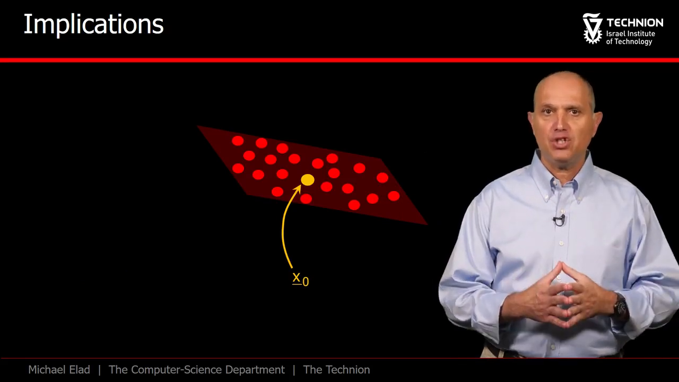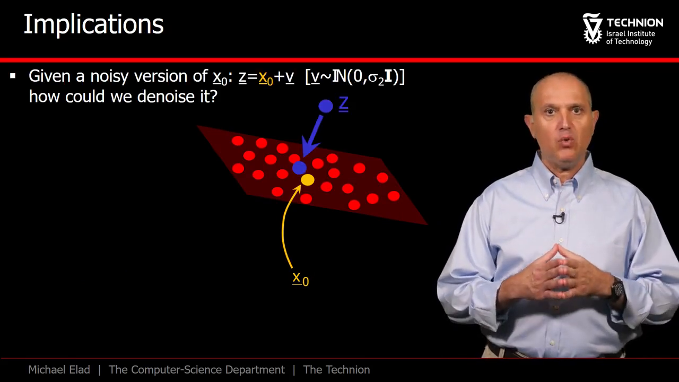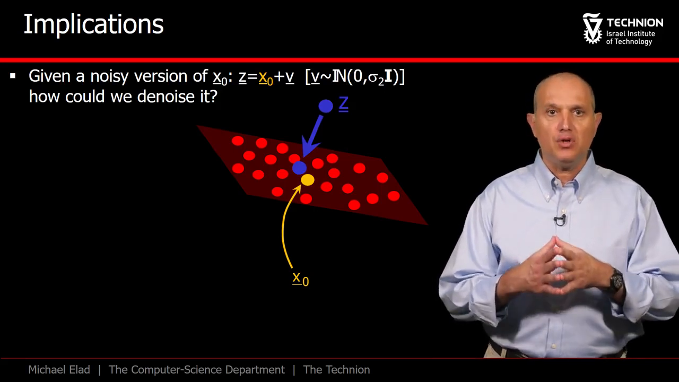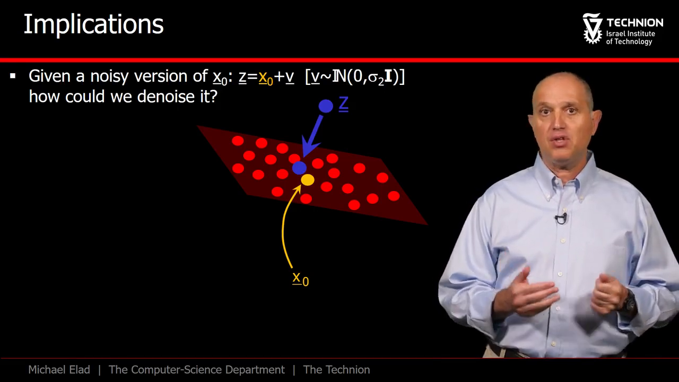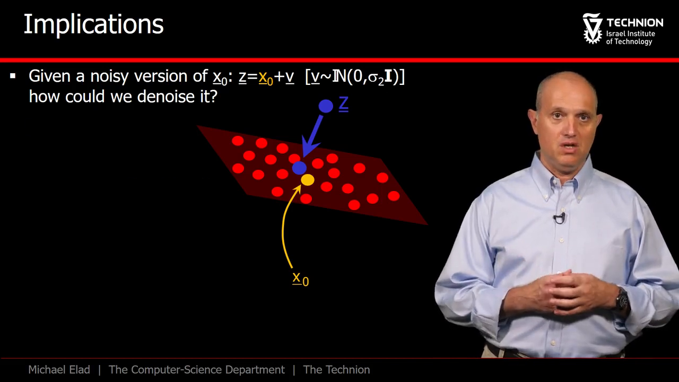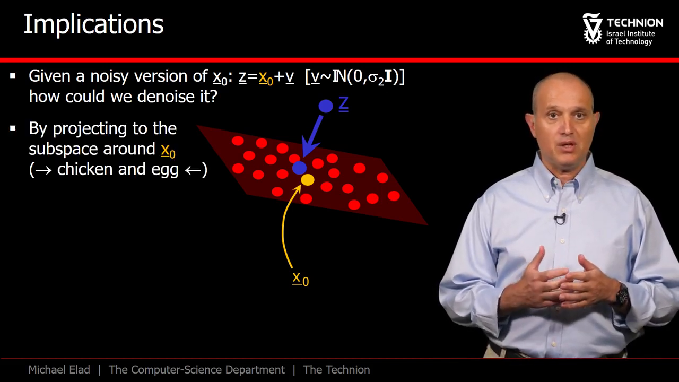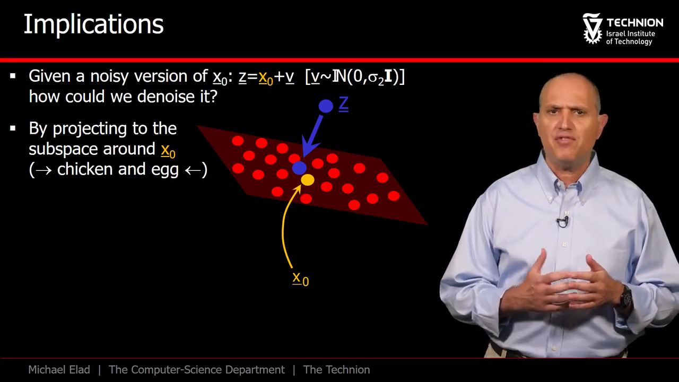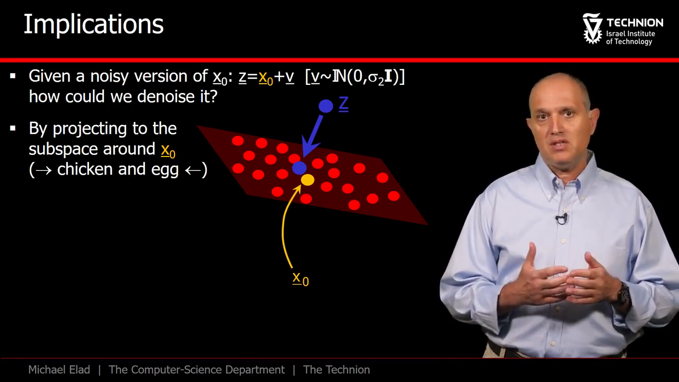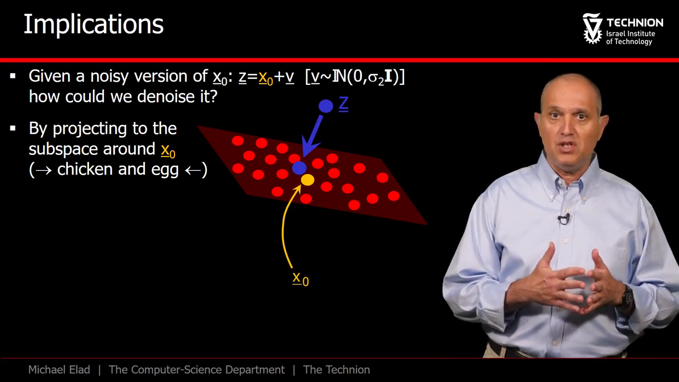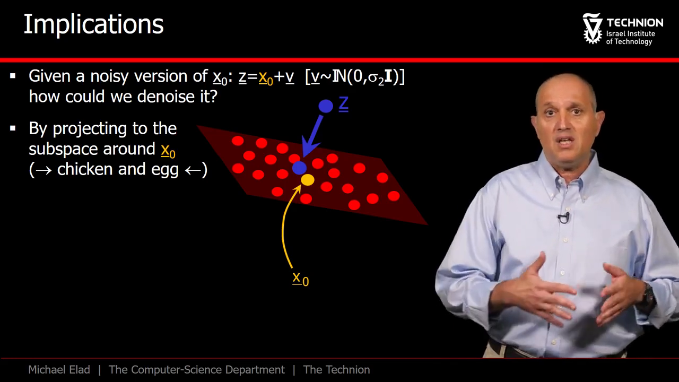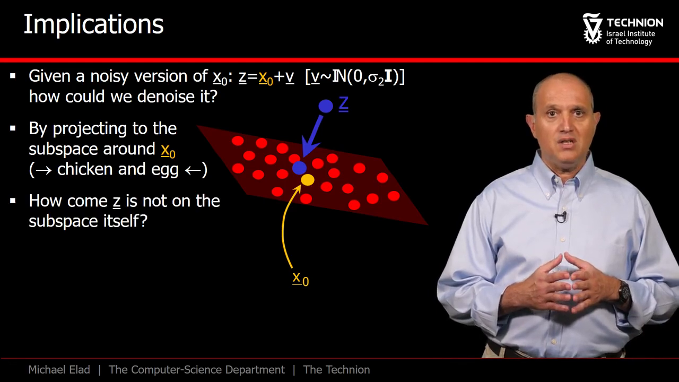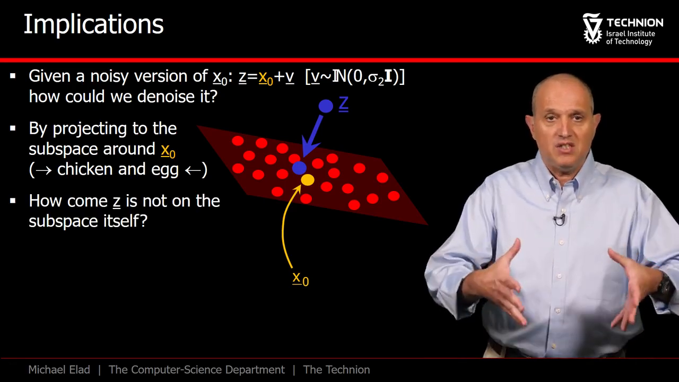What are the implications of the above? Suppose that we are given a signal z, a noisy version of x0, and our goal is to denoise it. We shall assume that the noise is additive and Gaussian. If we could find the subspace around x0, we could project onto it, and this would be a very effective denoising. Our problem is that for identifying this subspace, we need to find the neighbors of x0, but x0 itself is unknown. By the way, how come z does not sit on the subspace itself?